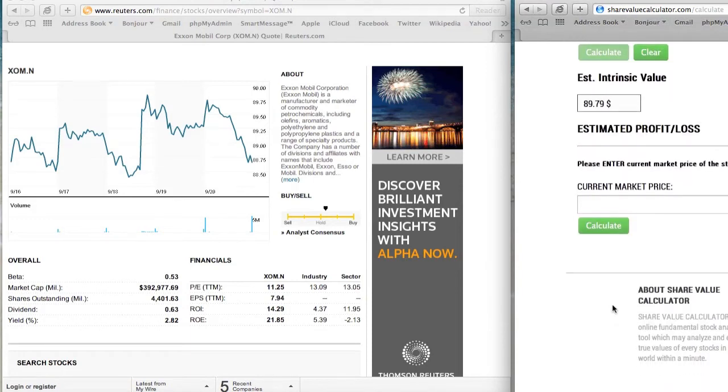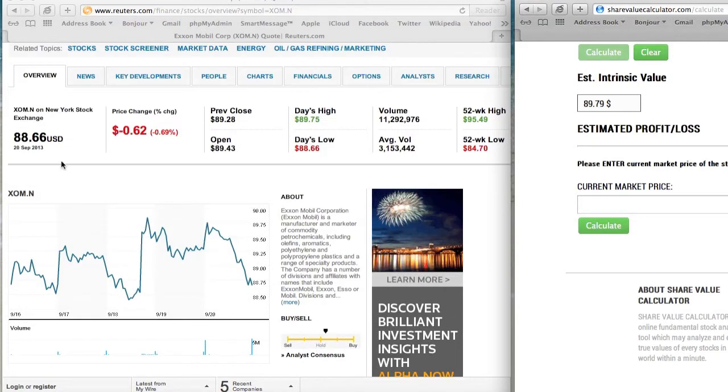Here, it is shown as $89.79. This stock's highest price today was $89.75, which proves that Share Value Calculator works very well.